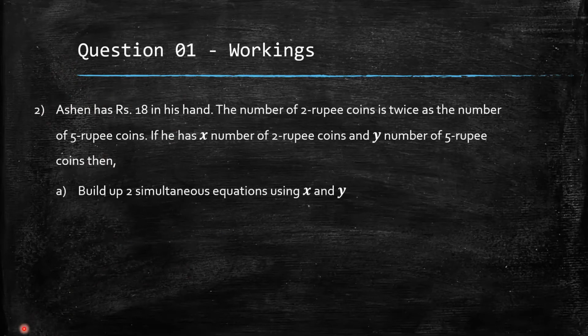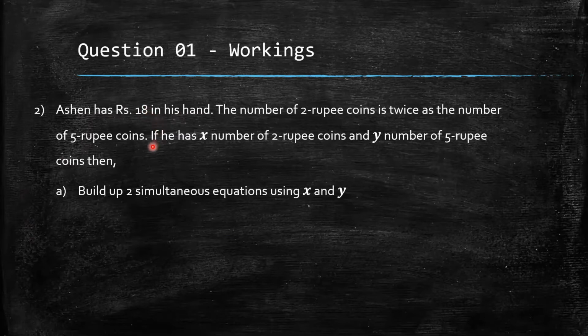Now moving to the second part of the first question, it says Ashen has rupees 18 in his hand. The number of 2 rupee coins is twice the number of 5 rupee coins. If he has x number of 2 rupee coins and y number of 5 rupee coins, then build up two simultaneous equations using x and y. In order to get my first equation, I'm going to use my first sentence. It says Ashen has rupees 18 in his hand. That means the total value of money in his hand is 18.